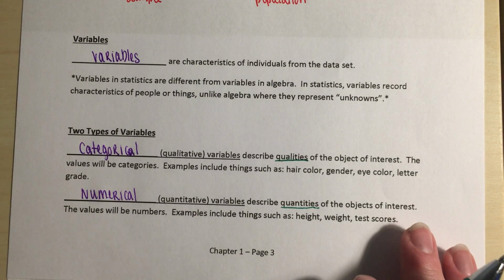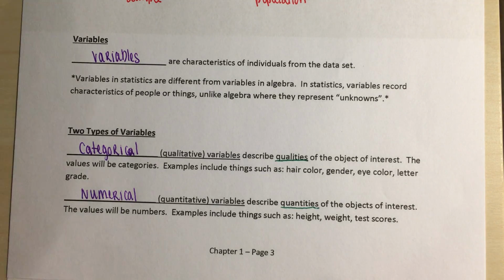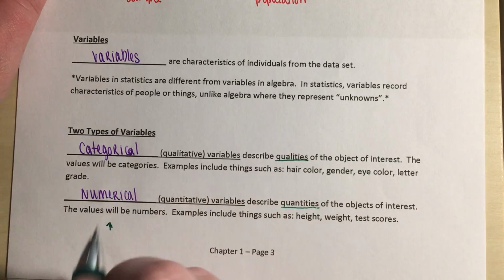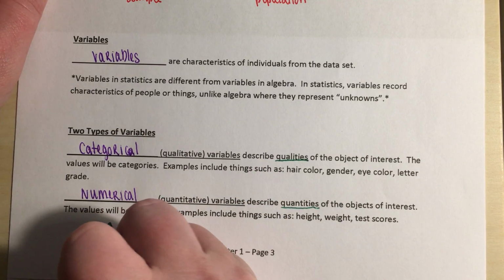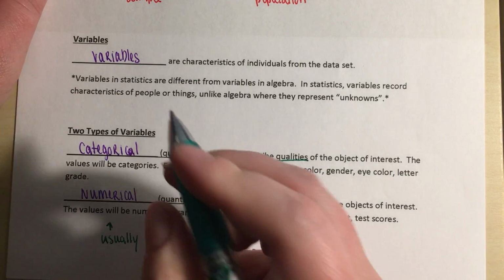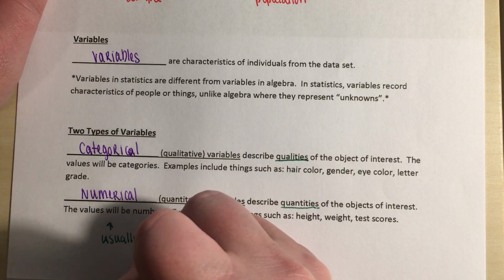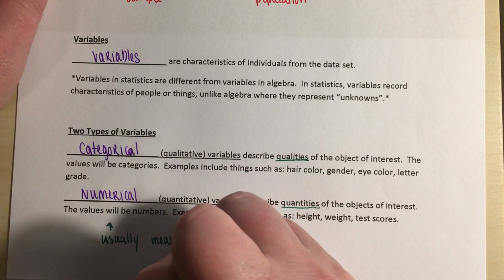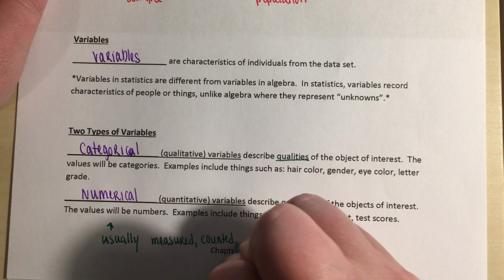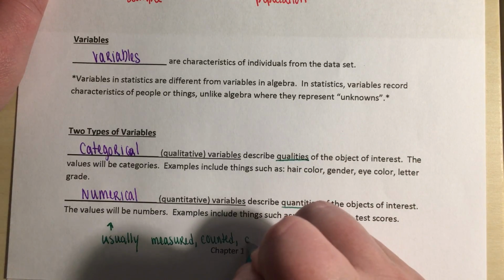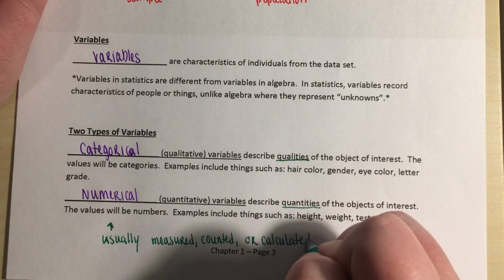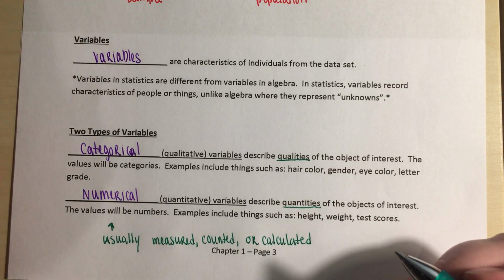We're going to make a little note here that when we're thinking numerical variables, we are thinking characteristics or qualities that are usually either measured, such as weight or height, counted, or calculated. Right? All of these being number-based variables.